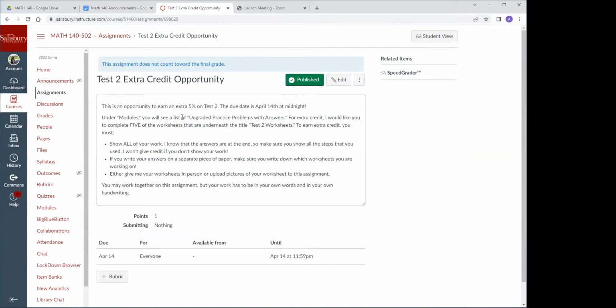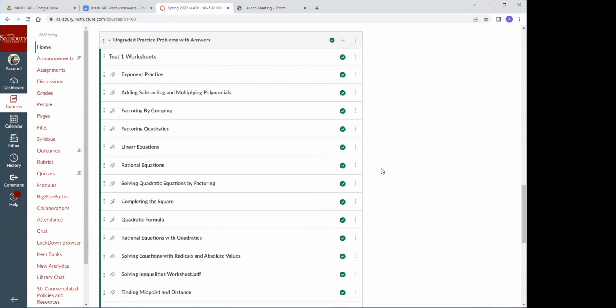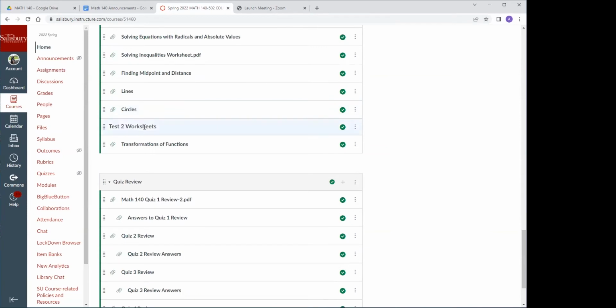What you'll see is I've changed up the modules tab. If you go back to the home page and scroll down to the ungraded practice problems with answers, up top I put a header saying test 1 worksheets. Everything under this header is not for the test 2 extra credit opportunity. You'll have to scroll all the way down to test 2 worksheets. These are the worksheets I'm going to be using for the extra credit. So do 5 of the worksheets underneath test 2 worksheets, and either turn them in on MyClasses or just show them to me in my office or after class.